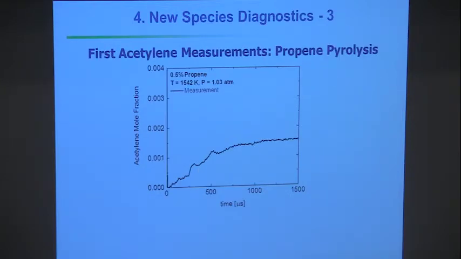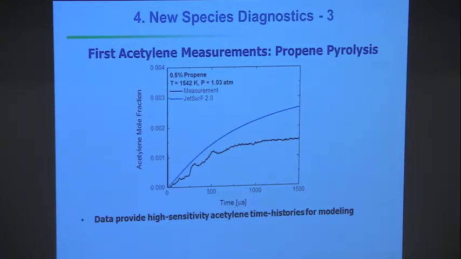We went to propene, that's C3H6. We watched the decomposition at 1542 Kelvin, and we watched the formation of the acetylene. And that's the first time we've done that. The comparison with a mechanism called JetSurF from the University of Southern California is this. What you see is that when you make a first measurement like this, it almost always differs from the model. The mechanisms are still evolving with time. And so we need data like this to guide the mechanism.